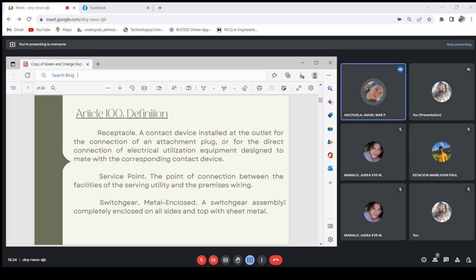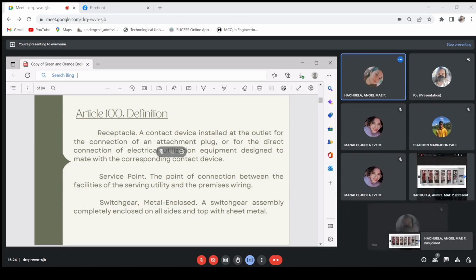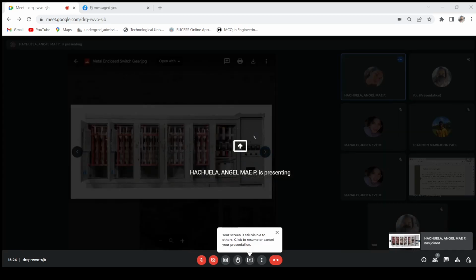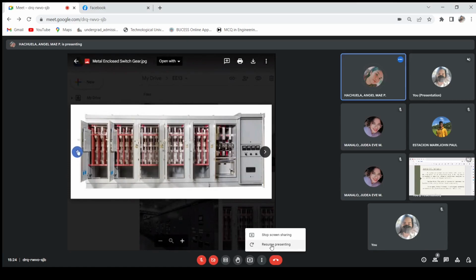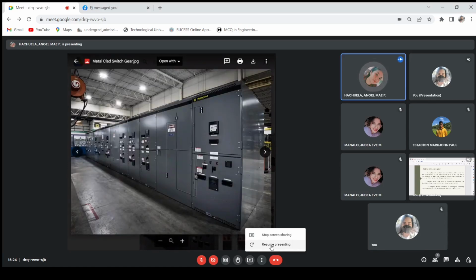Assembly completely enclosed on all sides and top with sheet metal having draw-out switching and interrupting devices and all live parts enclosed within grounded metal compartments. Ito naman yung itsura ng switchgear. Ayan yung example ng metal enclosed switchgear. Tapos, ito yung example ng metal clad switchgear.